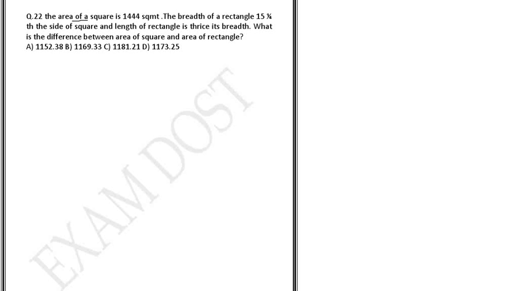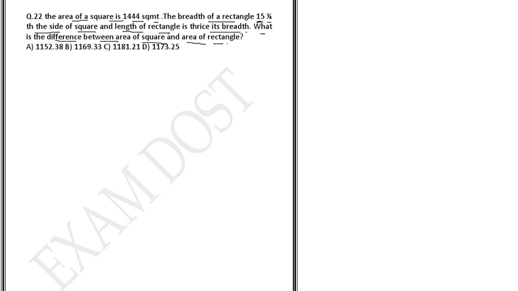The area of a square is 1444 square meters. The area of a rectangle is, read this as 1/4 of the side of the square, and the length of the rectangle is thrice its breadth. What is the difference between the area of the square and the area of the rectangle?